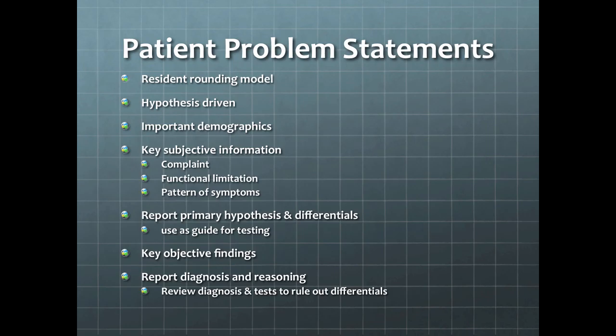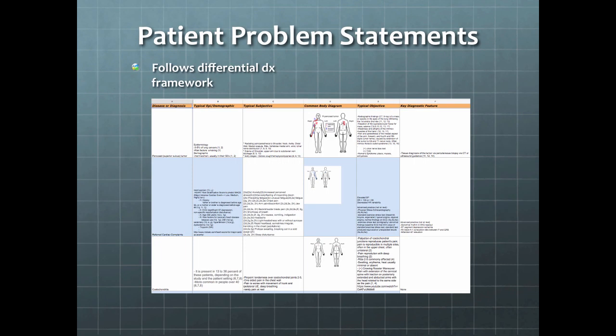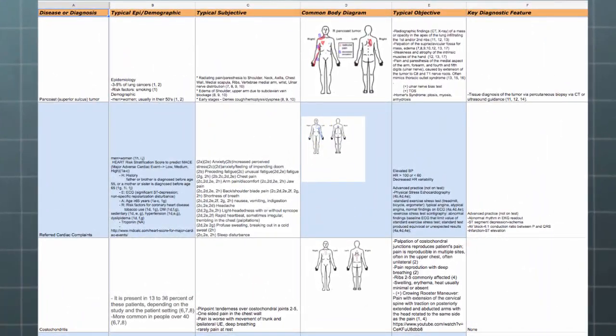Now, the reason why we're using patient problem statements is because we're starting to implement this on the academic training side to enhance their clinical reasoning prior to getting out to their internships. And the way we do that is we use these charts. The chart typically will have an overlying theme. In this case, you can see that we have a superior sulcus tumor or Pancoast tumor, cardiac referral, and costochondritis, in which the presenting complaint is typically going to be chest pain or some sort of shoulder and upper extremity pain.